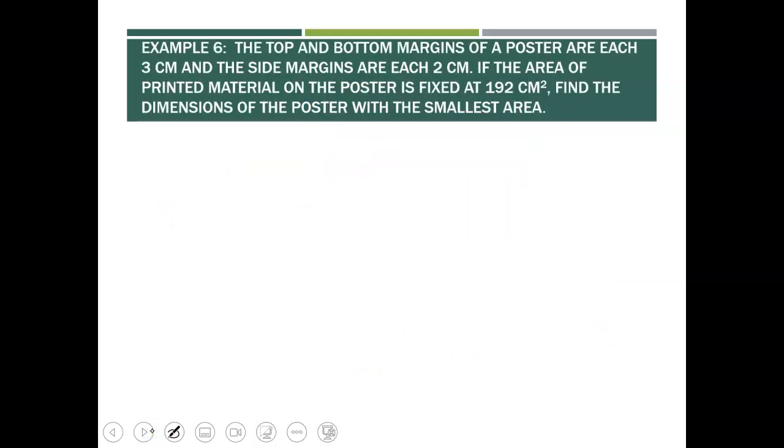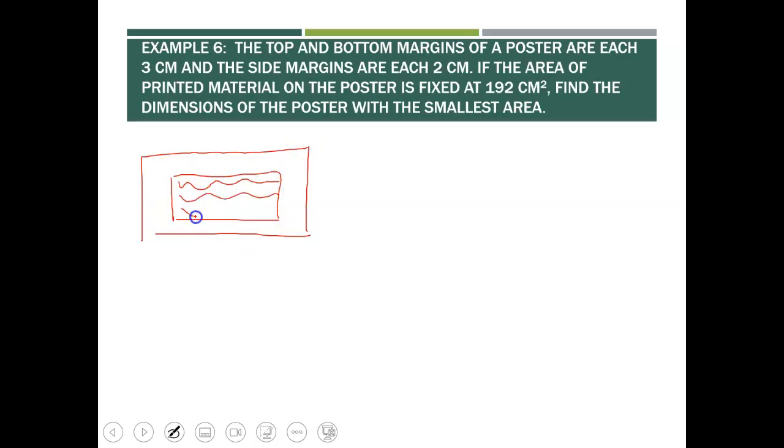So then we have the top and bottom margins of a poster are each 3 centimeters, and the sides of each are as such. So what that means is we have a poster, and then within the poster we have a printed region. So that should make sense to you because it's like the margins on a paper. So it says the top and bottom margins of a poster are each 3 centimeters. So the distance from here to here is 3 on top and bottom.